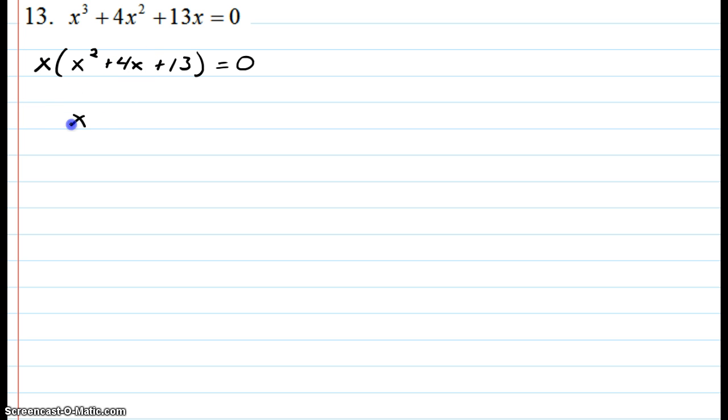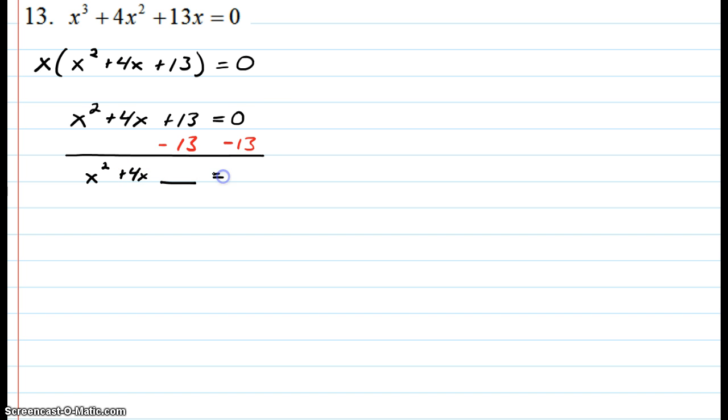So we're going to take this, and you could either solve using the quadratic formula, or you could complete the square. And we are going to complete the square on this one. The reason we complete the square is because the middle term is even. This is 4, so it makes it easy to complete the square. So we end up with x squared plus 4x blank equals negative 13.